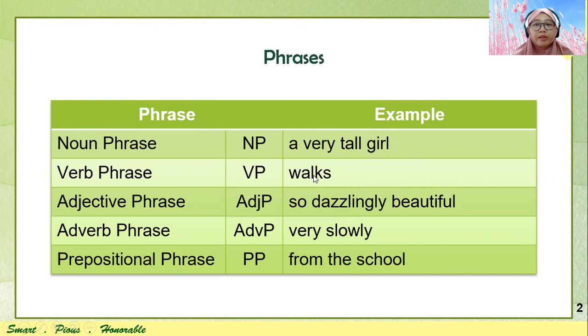And then if the phrase only has one word like this, it is already the head. Jadi ini sudah menjadi main word-nya atau head-nya. And this one too, the head or the main word of this phrase is beautiful. This is the adjective. This one too, slowly. And how about this one? From, yeah. The head is the preposition.